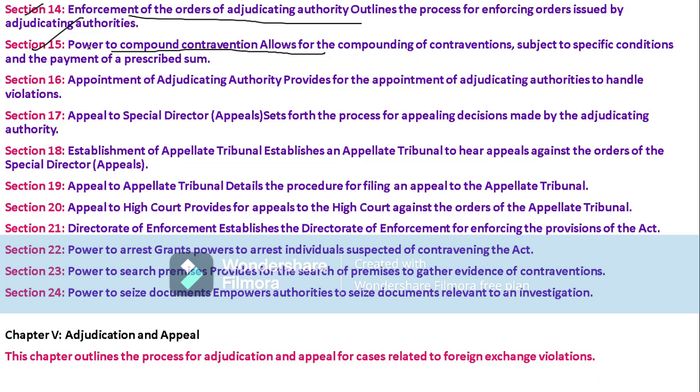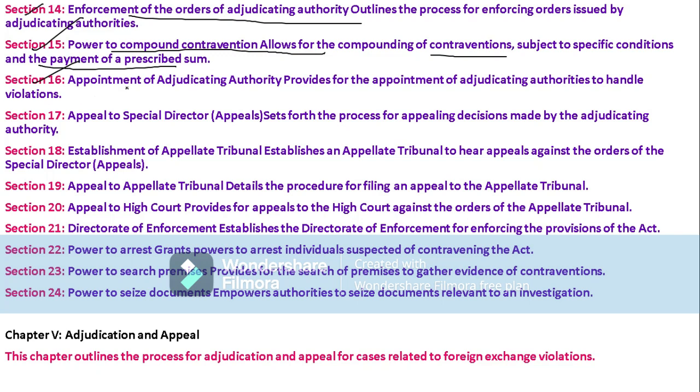Here section 15 says that power to compound contravention allows for the compounding of contraventions, means this section allows this compounding system subject to specific conditions. So in some specific conditions only it allows the payment of a prescribed sum for imprisonment of a person, okay. So section 16, appointment of adjudicating authority, provides for the appointment of adjudicating authorities to handle violations.